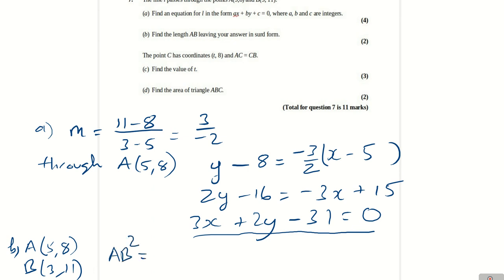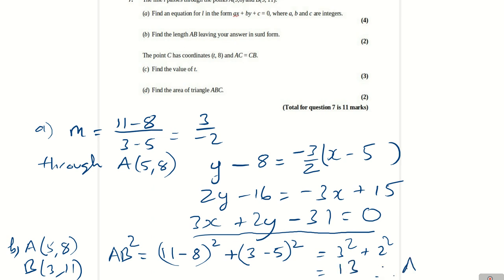It's using Pythagoras, and what we do is we say that the length squared must be equal to the difference in the y coordinate, so 11 minus 8 squared, plus the difference between the x coordinates, 3 minus 5 squared. And that's going to be 3 squared plus 2 squared, which is 9 plus 4, which is 13. Therefore, AB equals the square root of 13. It doesn't want it as a decimal, it wants it left in surd form. So we just have to leave it as root 13.